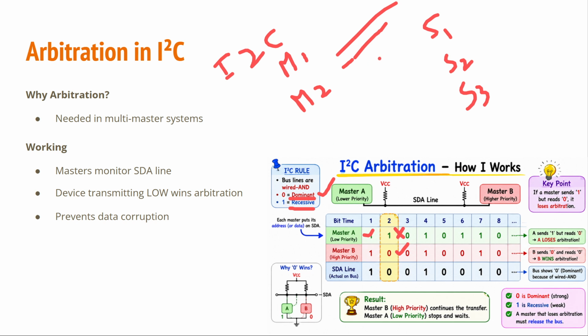This is how the I2C bus will be selected even though multiple masters are trying to access the same bus. So it is used for multi-master systems. How does it work? Masters monitor the data lines. The device transmitting low wins the arbitration. Even though master A and master B are sending simultaneously, the one sending 0 wins. By using arbitration, we prevent data corruption.